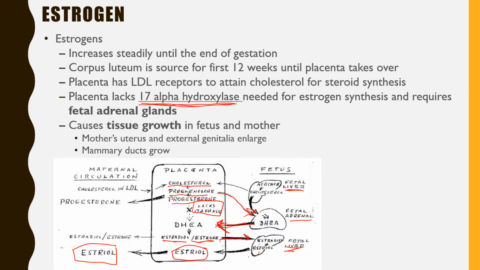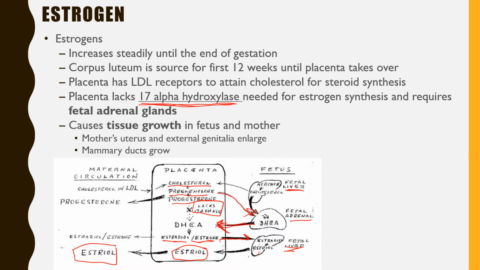Now, in terms of some of the other functions of estrogen during pregnancy, the mother's uterus will become larger and more compliant to accommodate the developing fetus. The external genitalia would enlarge, and also development of the breasts. So the adipose tissue and the glandular ducts and so on will start to develop as well in preparation for breastfeeding.